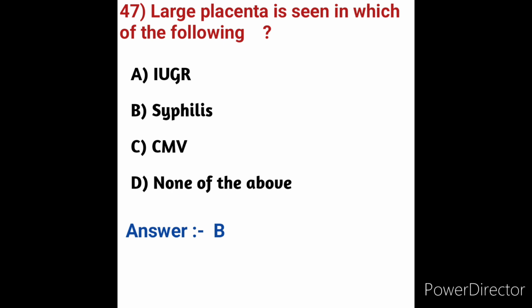Here IUGR means intrauterine growth retardation. Option C, CMV means cytomegalovirus. Large placenta is seen in option B, syphilis. Congenital syphilis may cause the placenta to grow large and the umbilical cord to be swollen. The clinical manifestations of the large placenta in syphilis cases are enlarged hypercellular villi and proliferative fetal vascular changes. The large placenta we can see in syphilis cases. Here option B is the correct answer.